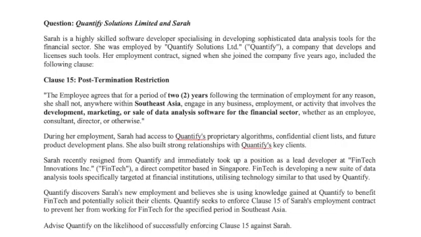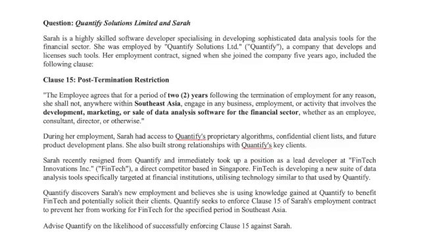Now this looks like a problem, doesn't it? Based on the materials in cases like Mason? Yes, Sarah's joined a competitor in Singapore. Quantify is in Singapore. How can they justify stopping her working across the whole of Southeast Asia? That's, what, 11 countries? Exactly.